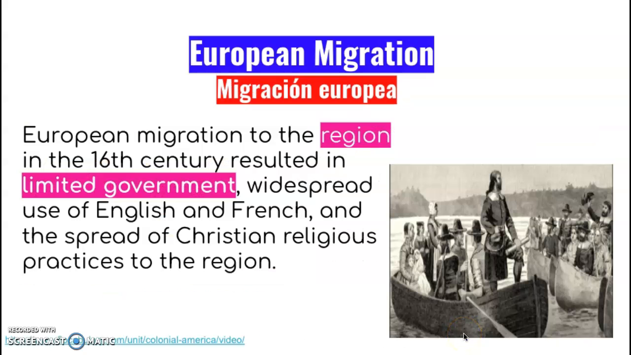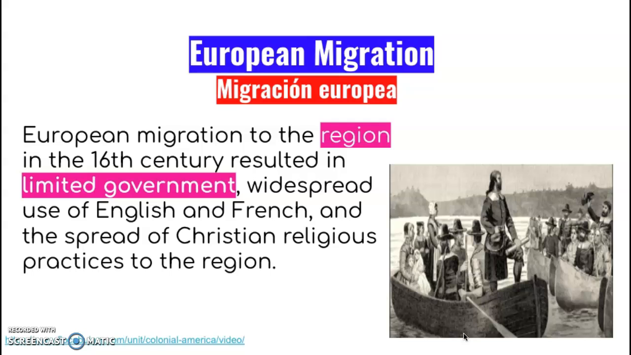Okay, continuing with European migration. The European migration to the region in the 1600s resulted in limited government. If they were searching for limited government, remember we talked about limited and unlimited government. They wanted the power of the government not to be total. They wanted to have some say-so as citizens. They wanted some rights, so they were looking for limited government.